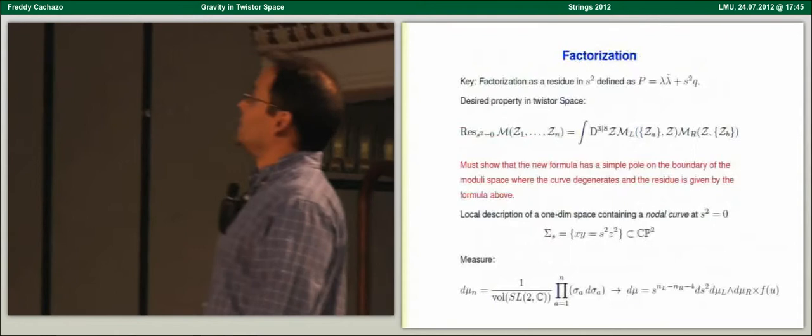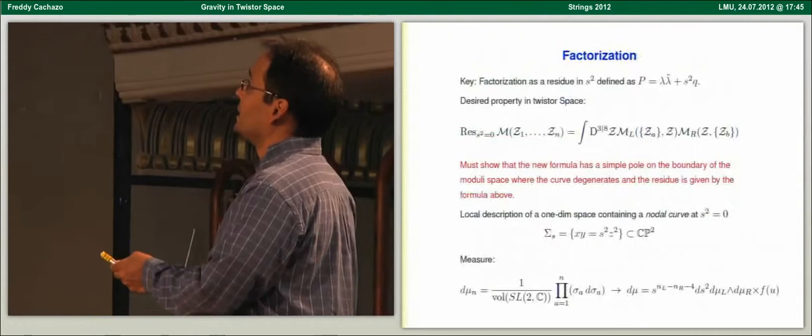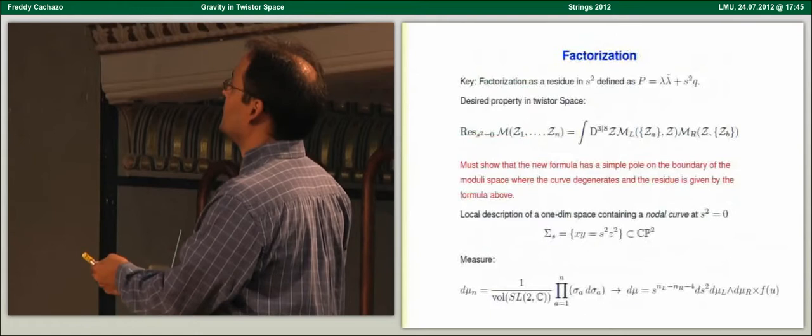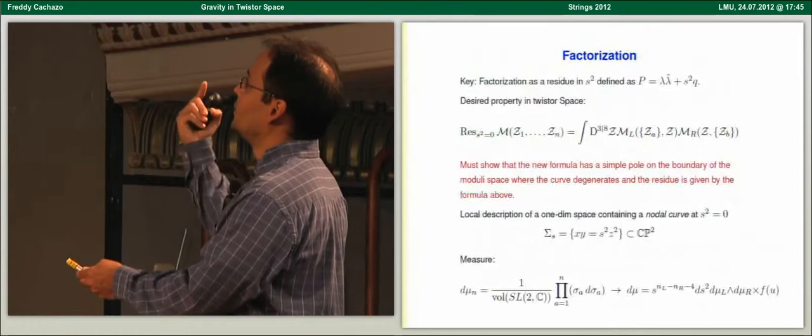Finally, let me give you a glimpse of the proof of factorization. The key point is to think about factorization as a residue in a parameter s square, defined as follows. If p is a channel that you want to explore, you want to write it as a null vector plus another null vector with a parameter s square. And you want to think about computing a residue in that parameter.